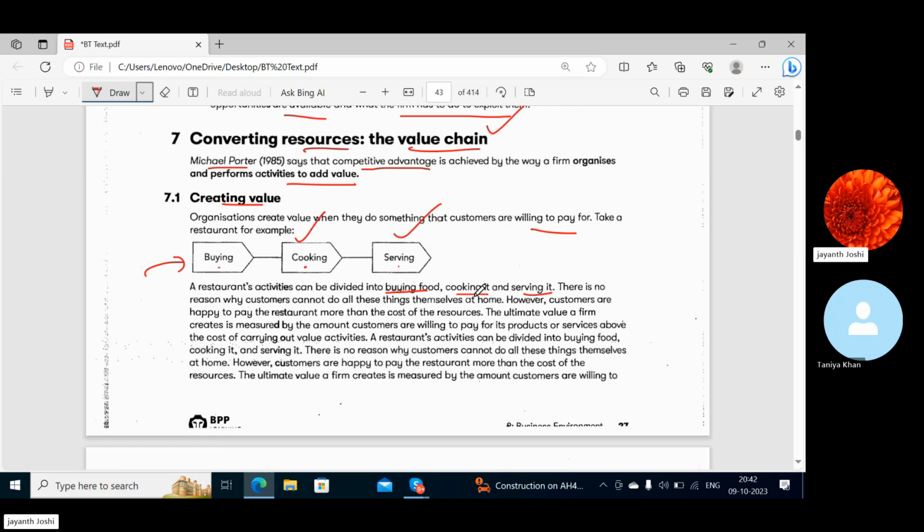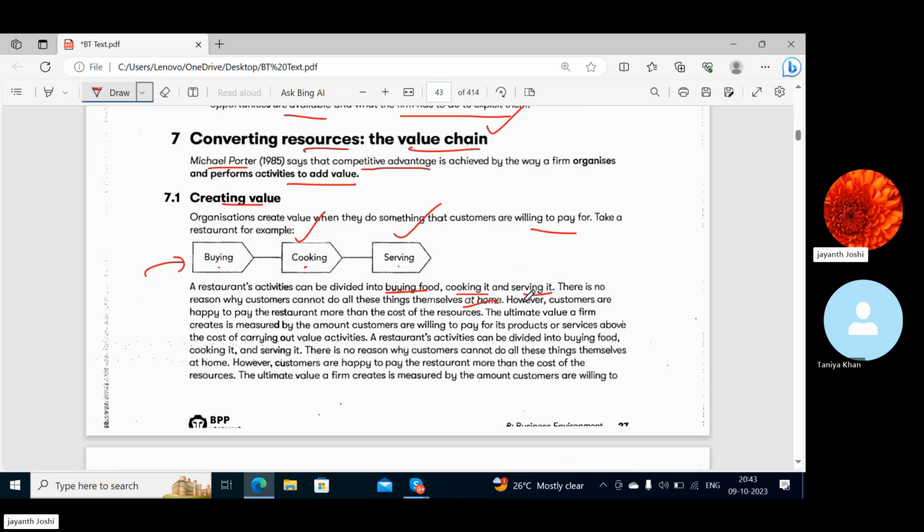There is no reason why customers cannot do all these things themselves at home. Yes, every person in the world, human beings, can do any task, right? In the restaurants, even humans are performing these tasks. In our homes as well, our parents buy goods, buy provisions. Our mother cooks, and she does the serving part, right? And we can also buy, cook, and serve.